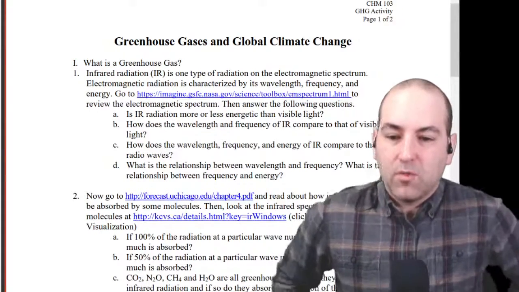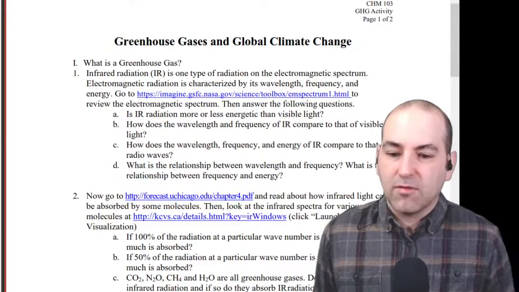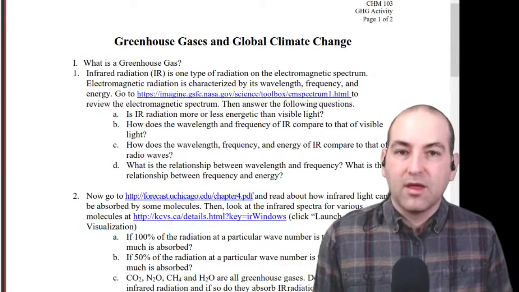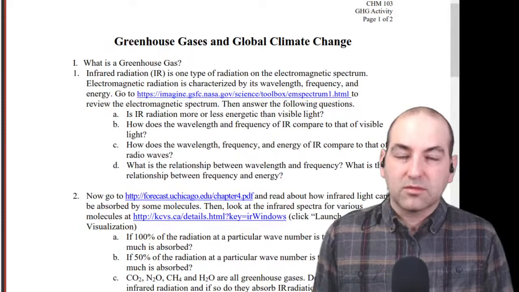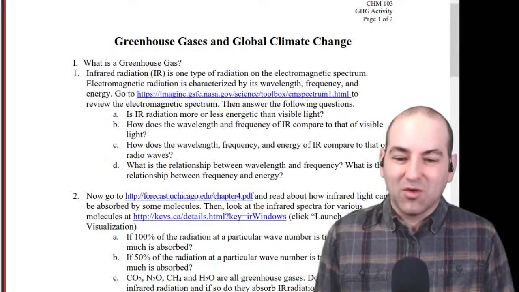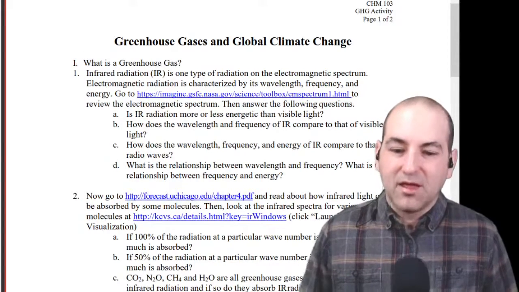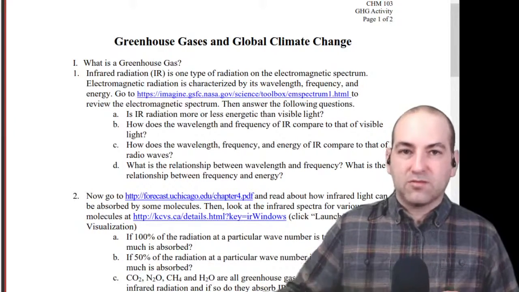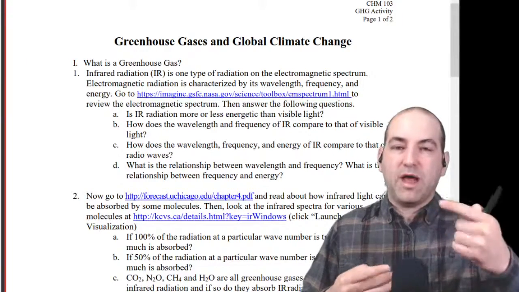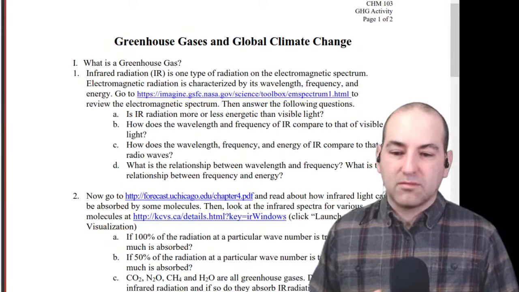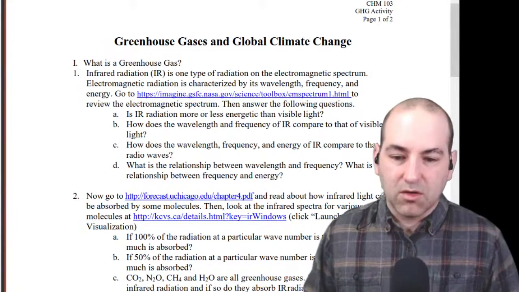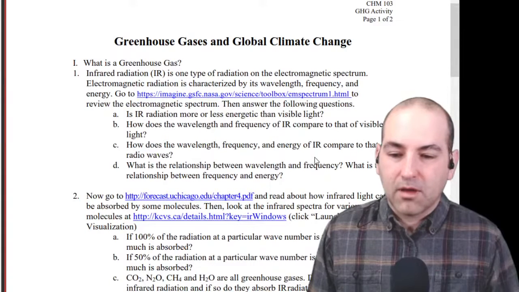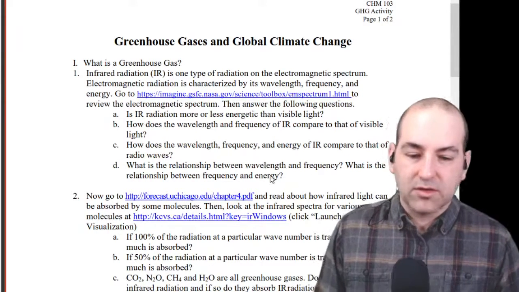All right. So what is a greenhouse gas? As you went through this activity, hopefully you saw that infrared radiation is less energetic than visible light. It has a longer wavelength and a lower frequency. Those are always inversely related. That means the space between each peak in a wave is greater, but as the wave propagates forward, the time each peak takes to pass a particular point is longer, so a lower frequency. Lower frequency, greater wavelength. Okay. And then energy is directly related to frequency and inversely related to wavelength.